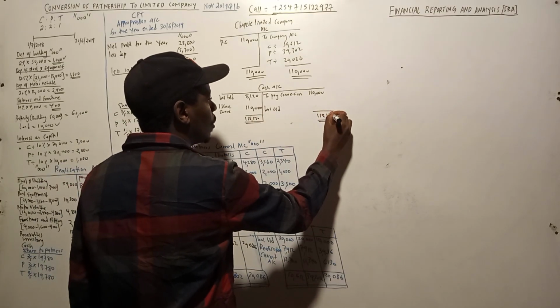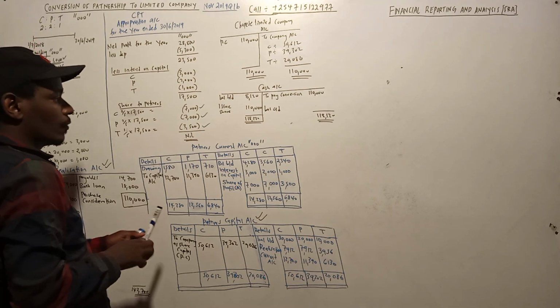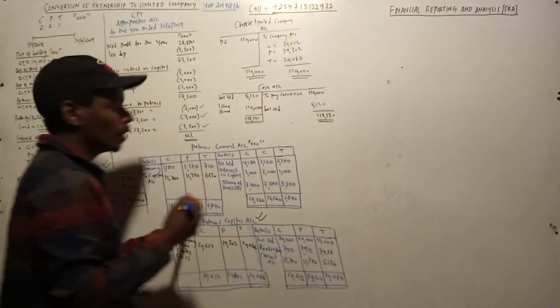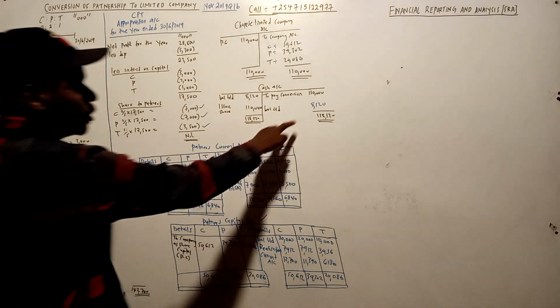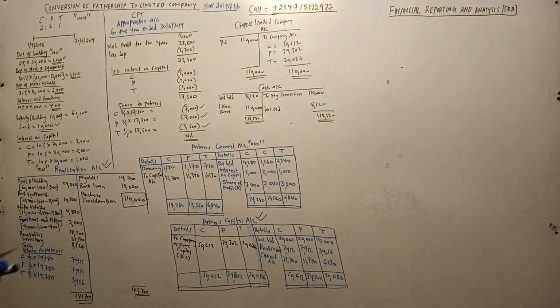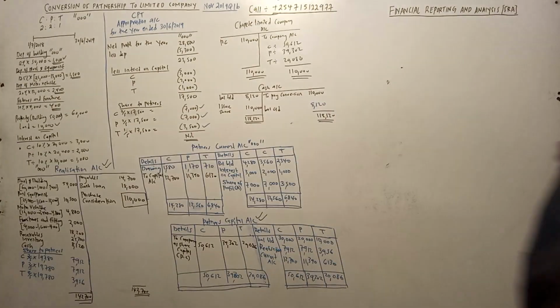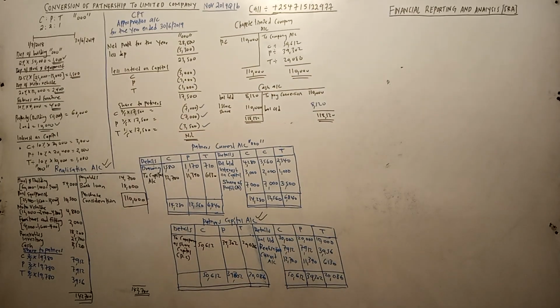118, 120. So our balancing figure will be equal to 8120. That is okay. Now once we have the cash, now we can open. So this is the opening balance for that year. Now we can open the statement of the financial position, the opening statement.